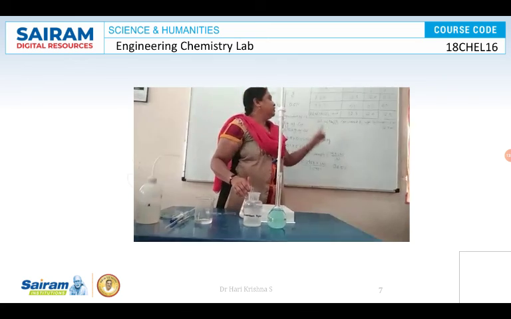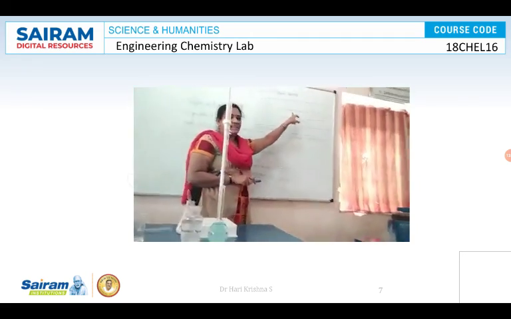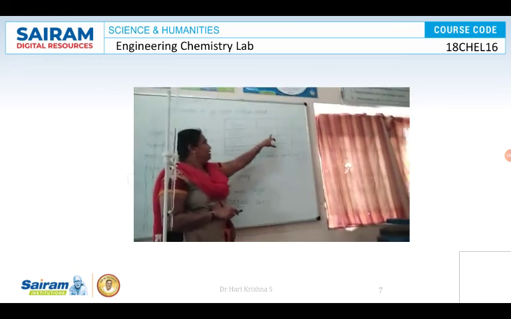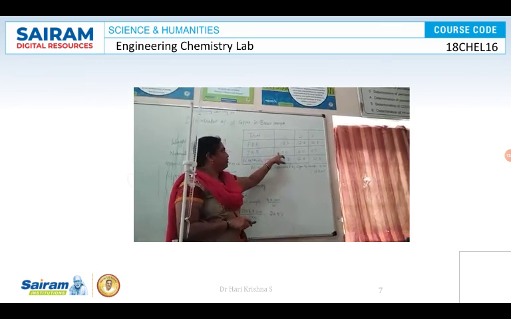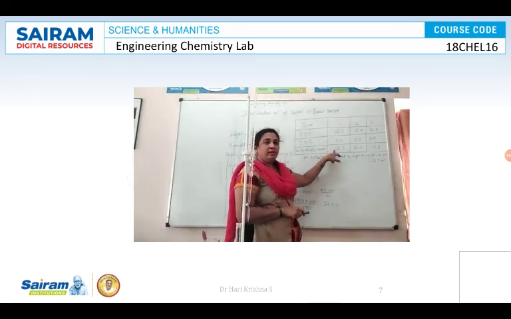Okay, and I got the value of around 12.3. So you have to do 3 trials like this. 3 trials you have to do. First trial, final reading 12.3. Initial reading must be, you know very well, 0. So the volume of thiosulfate consumed is 12.3.